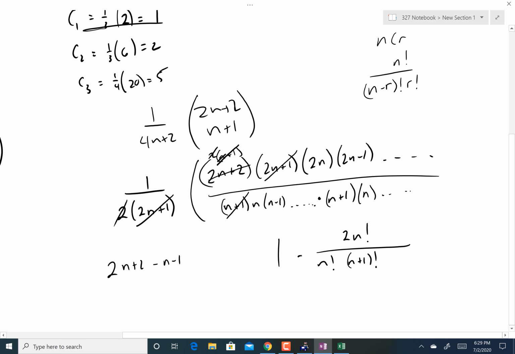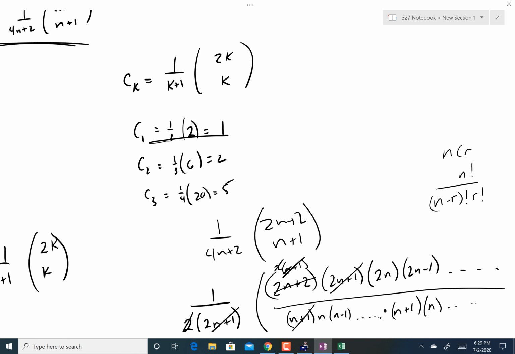Okay. What I need to do is I need to beat this thing into submission a little bit better, because it needs to look like this. Now let's think about what that looks like. So there's 1 over, in our case it's going to be n plus 1. Okay, we need that out front. We don't have that yet.